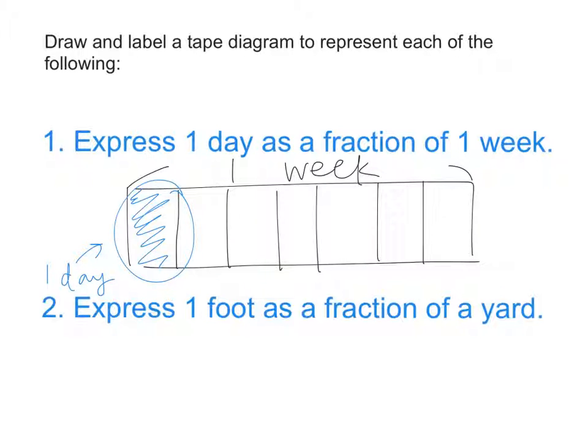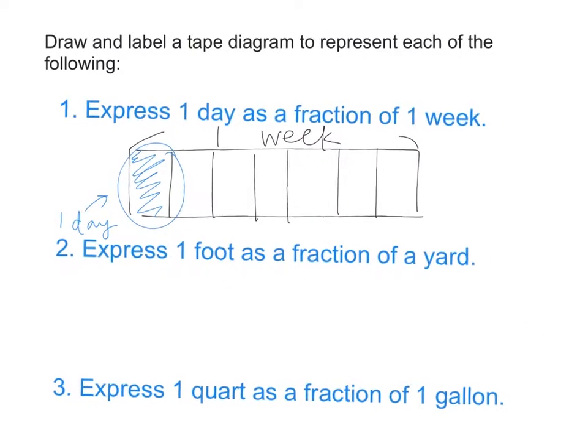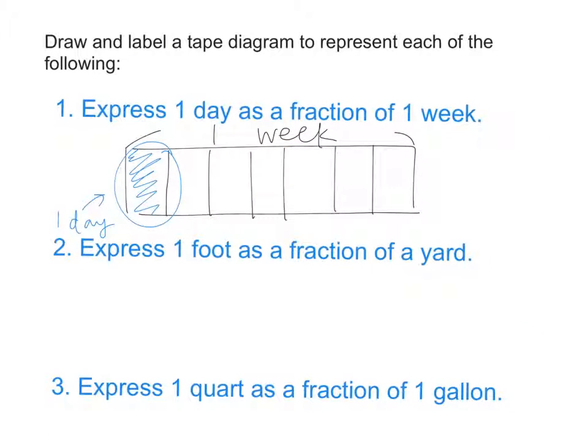So therefore, what fraction of a week is 1 day? 1/7. Yeah, so let's write that. 1 day is equal to 1/7 of a week. And we know that because there are 7 days in 1 week, so one of those is 1 out of 7 pieces.